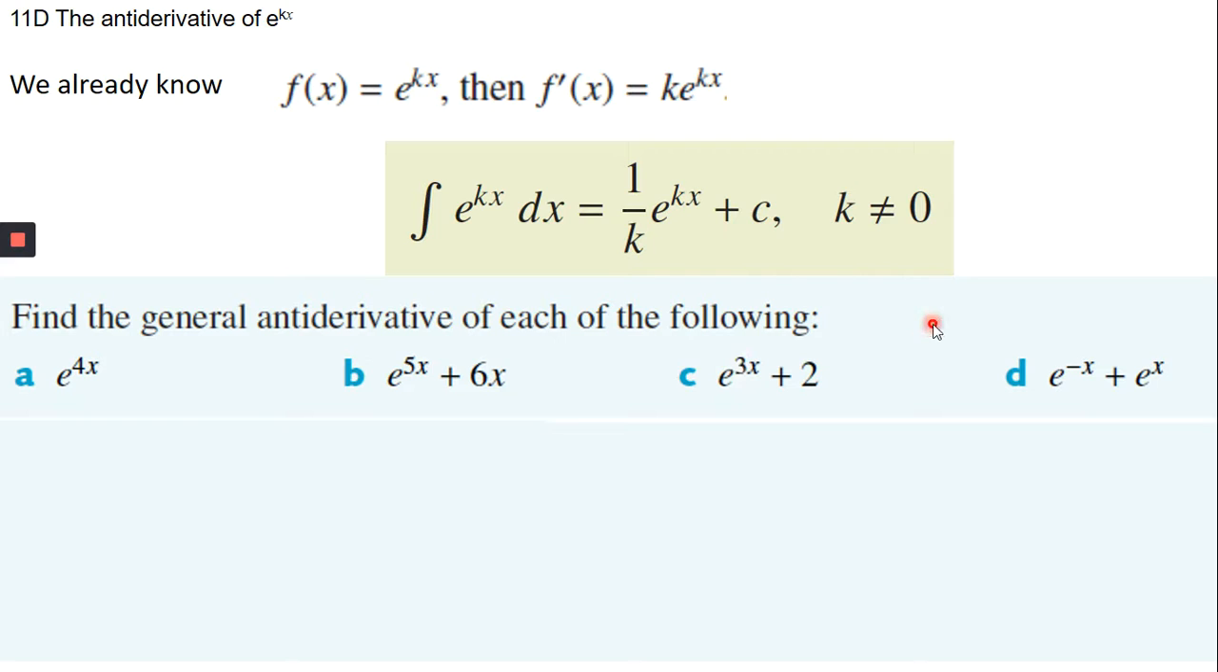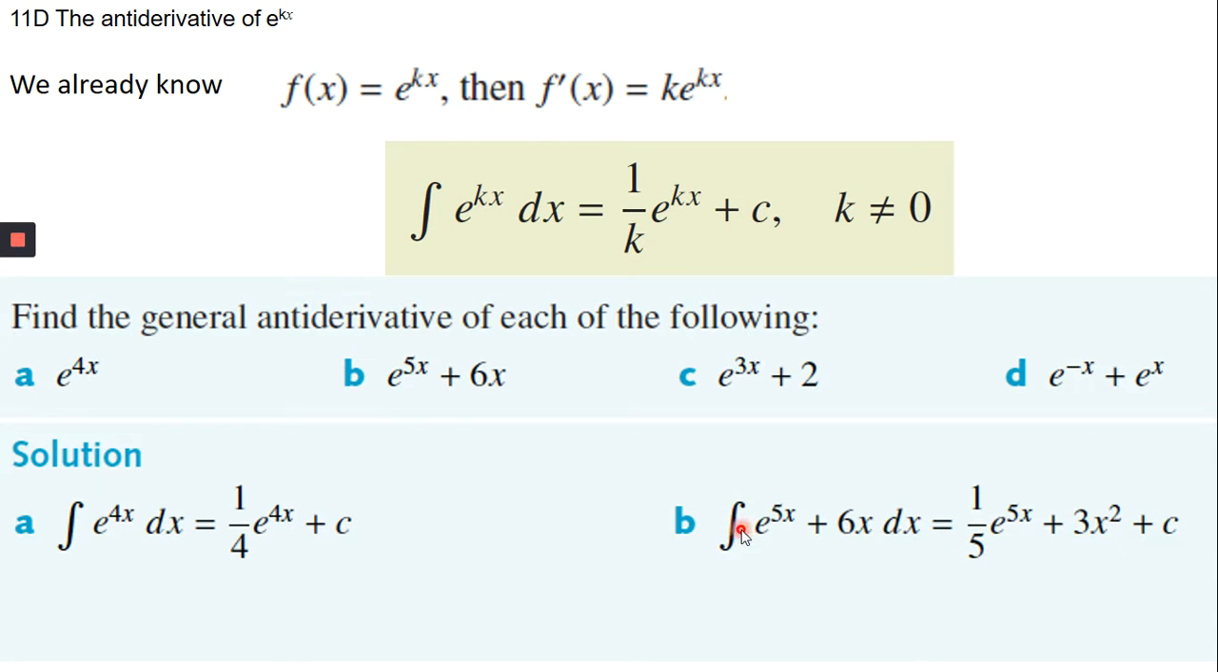Find the general antiderivative for each of the following. So that 4 just goes down to the bottom, plus a c. 5 goes down to the bottom. Don't forget, we just have to treat that one, add a power, divide by the power. So we add a power, that's a 2. 6 divided by 2 is 3. Don't forget to add our c. That one there, that 3 goes down to the bottom. 2 becomes 2x plus c.